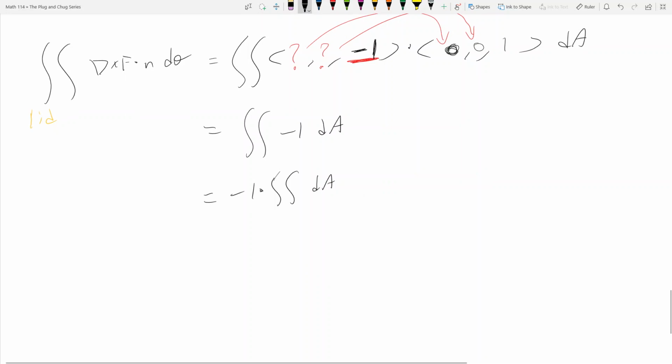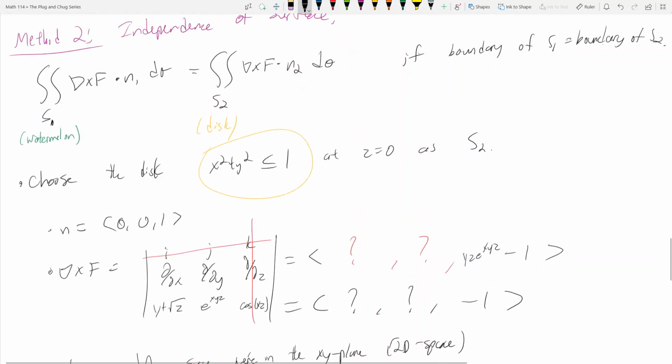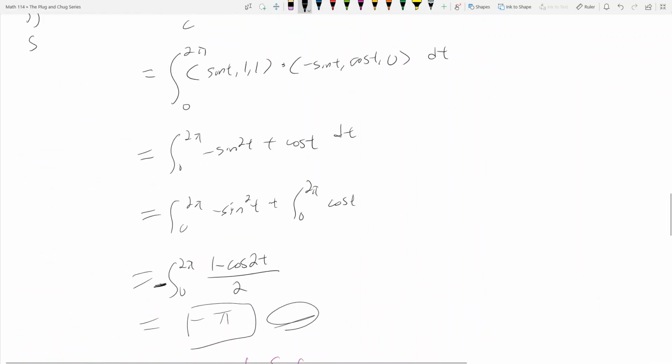actually parametrizing and trying to do this integral, we can just say, oh, this is -1 times the area of my region, which is -1 times pi r squared, which is -1 times pi, and so our answer is -pi, and voila, that's the exact same thing as what we found with the line integral.